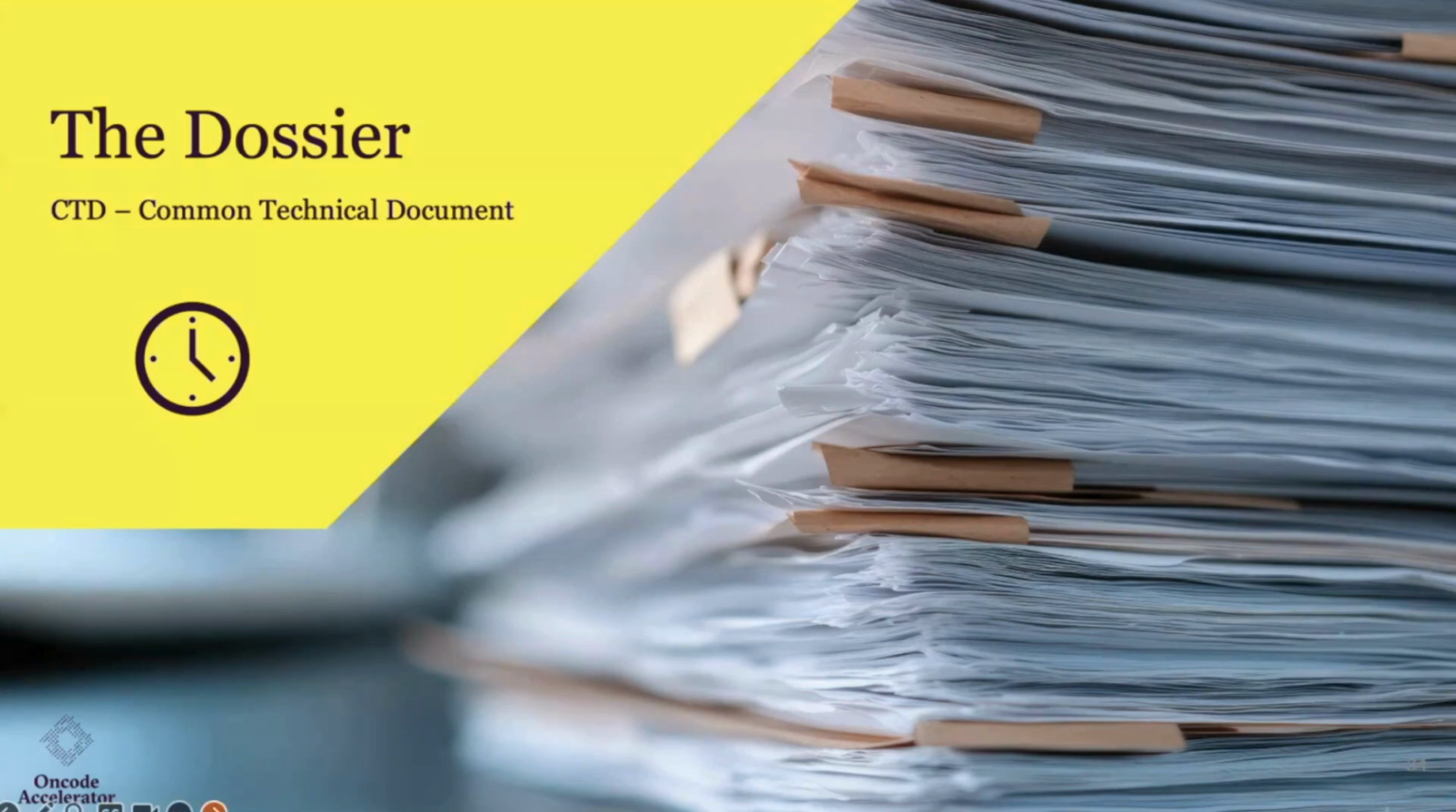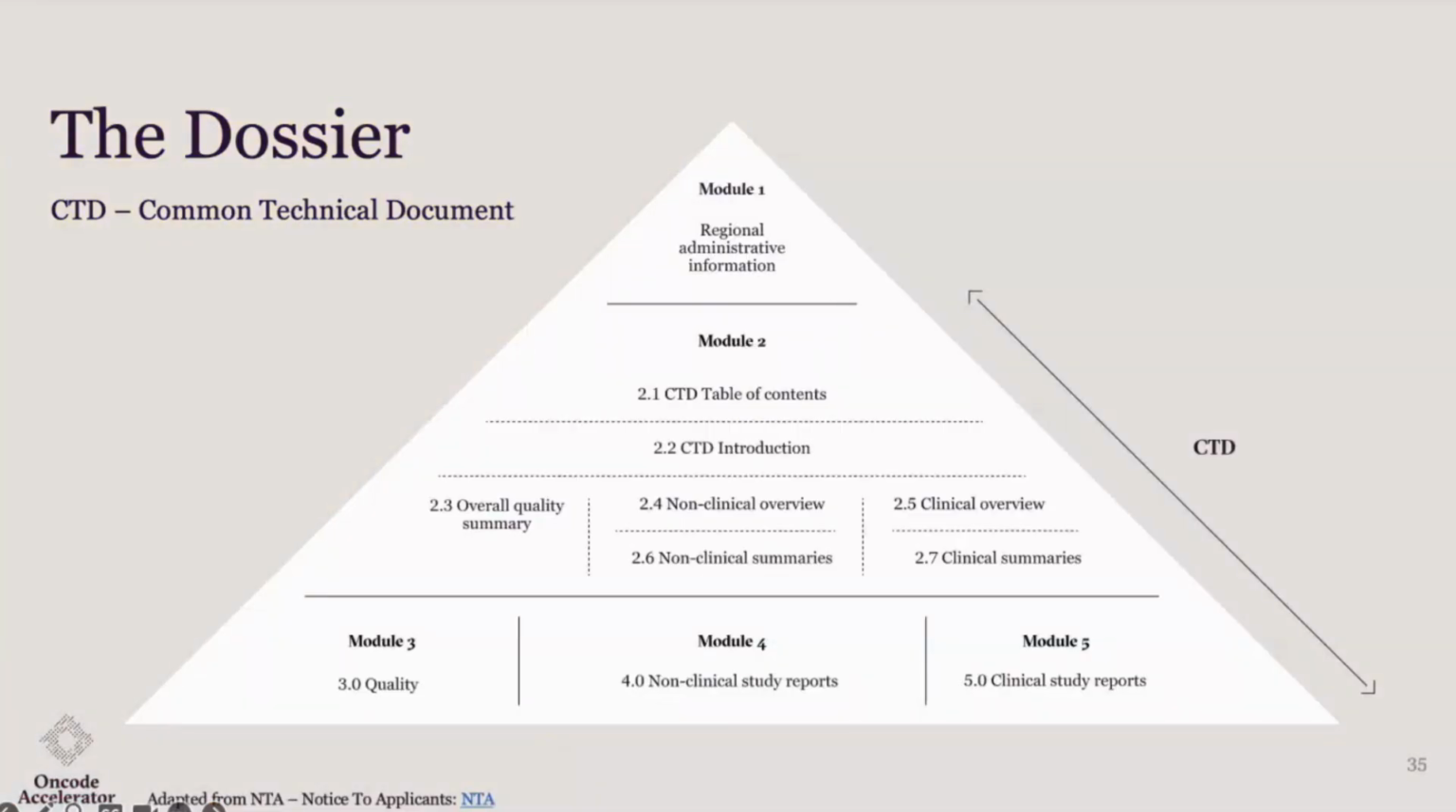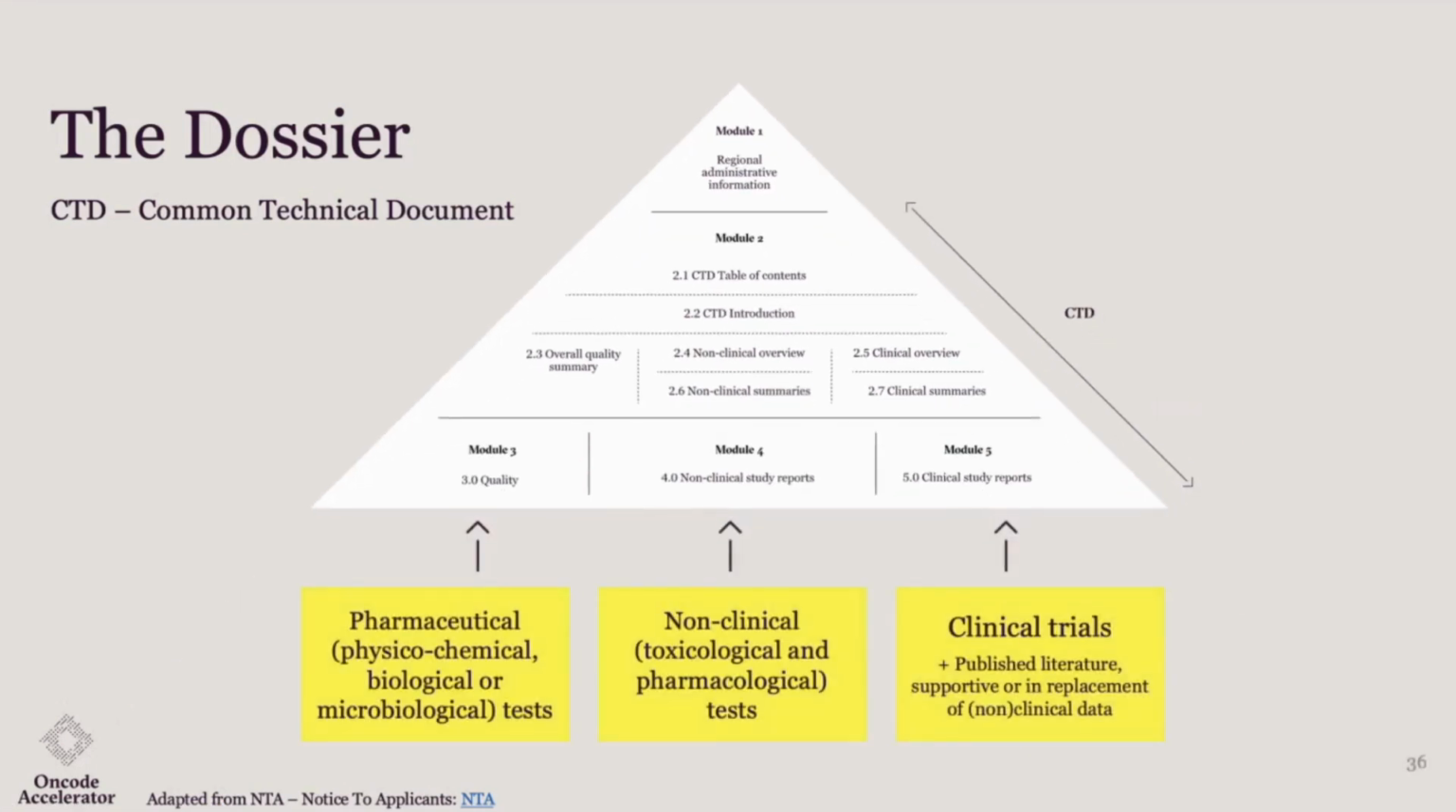Next slide, please. So the dossier is divided in 5 modules, and each module contains specific information, which is also shown on the next slide. On top, you see module 1 that contains administrative information, the application form, but also the SmPC and patient leaflet. Module 2, the summaries and overviews. In module 3, the quality is outlined. So how is your product made? How should it be stored? Module 4 contains the non-clinical study reports. And in module 5, you'll learn more about the data from clinical trials, but also the published literature is available in this module.